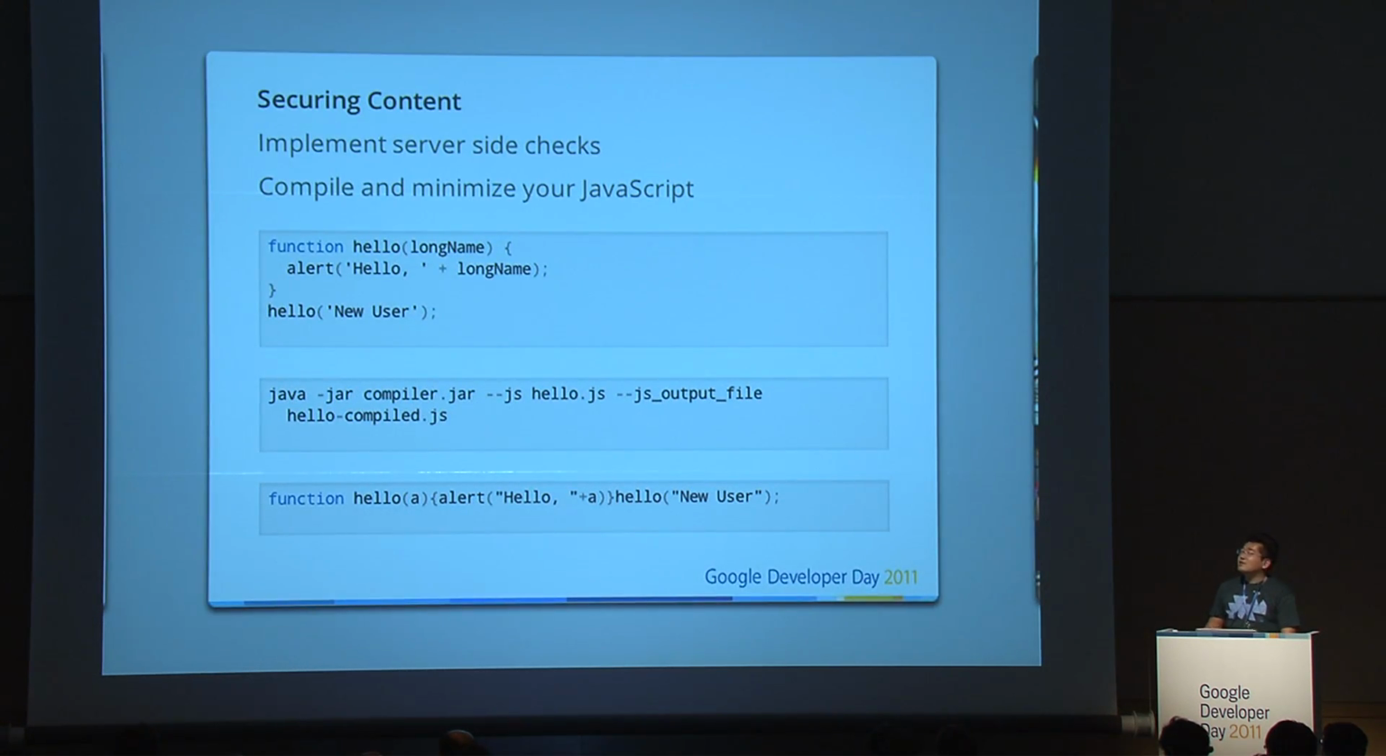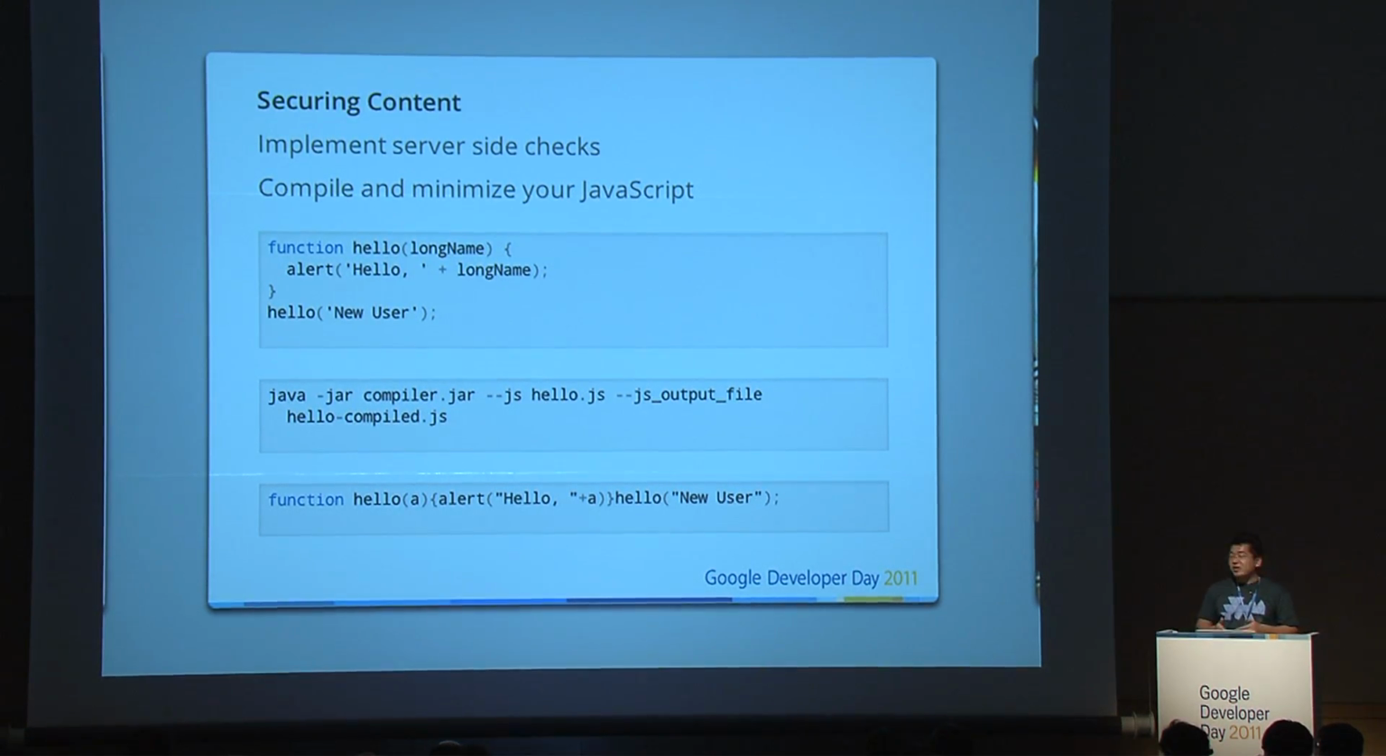And the last piece of securing your content is to make sure that you always implement server-side checks. So for anything that is purchasable on your server side, be sure to check that a customer has actually purchased it before granting access. Also, you should compile, obfuscate, and minimize your JavaScript.